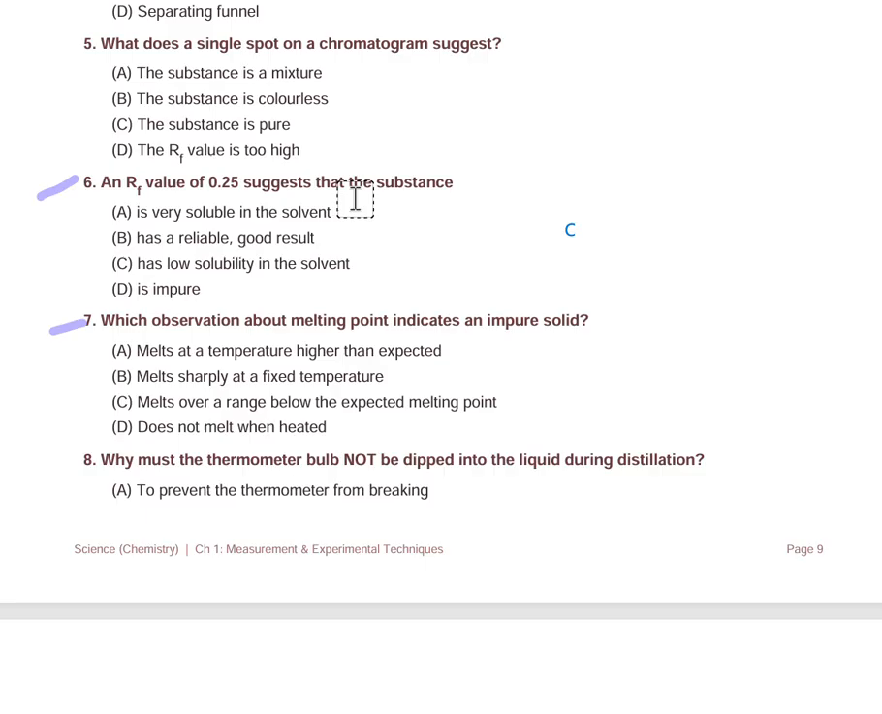It's not A because if it's very soluble, it will have a very high Rf, close to 1 and not 0.25. It's not B because a good Rf will usually be from 0.5 to 0.8; 0.25 is below that range, which is not ideal. It's not D because the Rf value alone does not tell you about purity. The number of spots does.